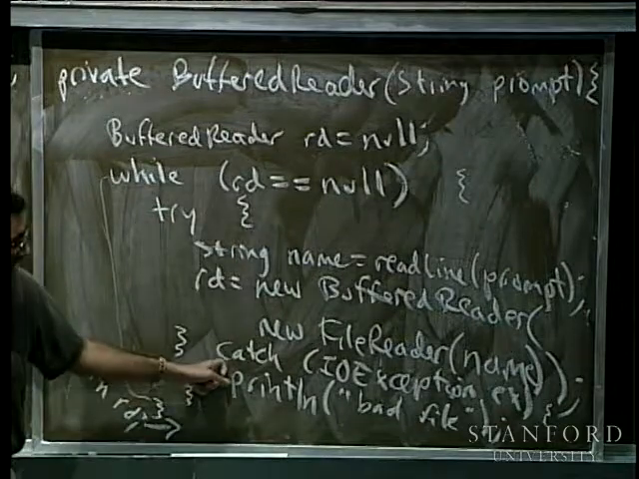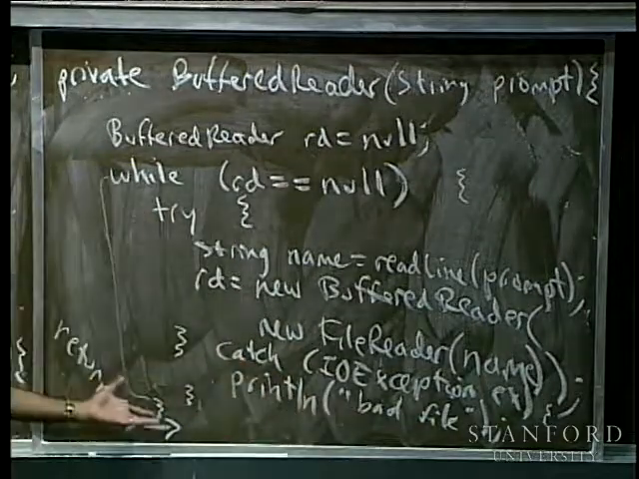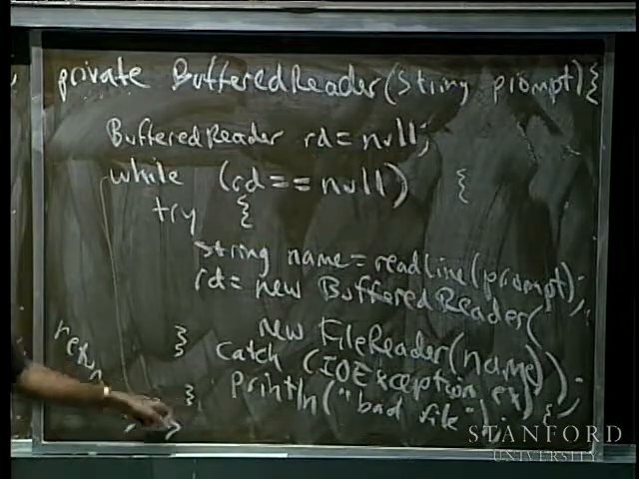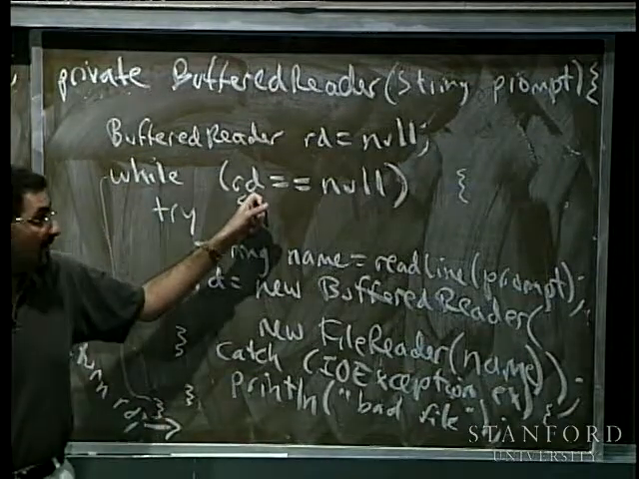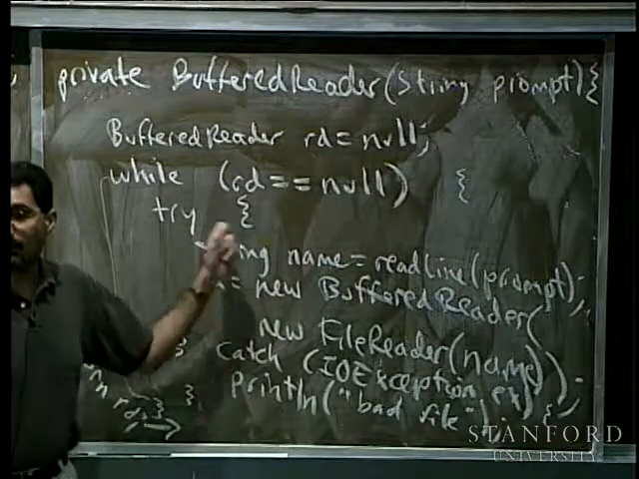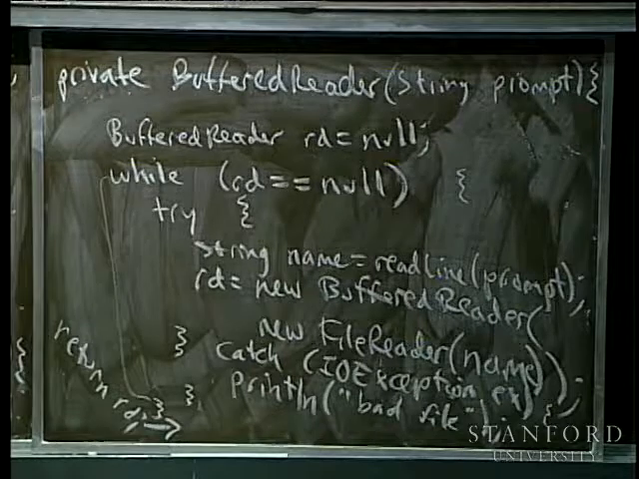What does the exception catcher do? It says, hey, bad file, buddy. And then it's done, right? It just reaches the end of the catch part and execution continues. So it comes to the end of the while loop, comes back up here, and RD still has the value null, so it asks the user, hey, enter a file again, and tries to do this whole process again, and you'll get out of this loop when buffered reader actually gets a valid object.